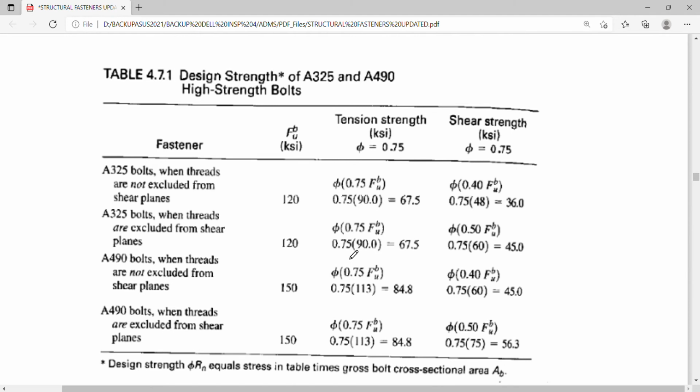So we also have here a summary of the design strength of A325 and A490, considering a thread exclusion and a thread inclusion on your bolt area. Okay, so when threads are not included from the shear planes, etc. So these are the tension strength and shear strength that will be used in our computation for the mode of failure, the failure limit state on bolt connections.